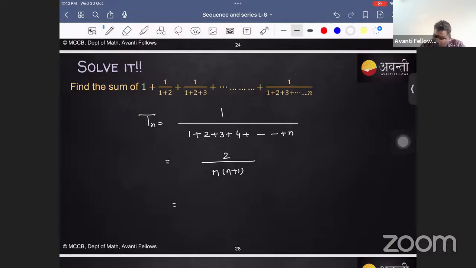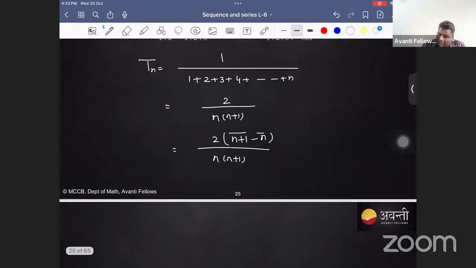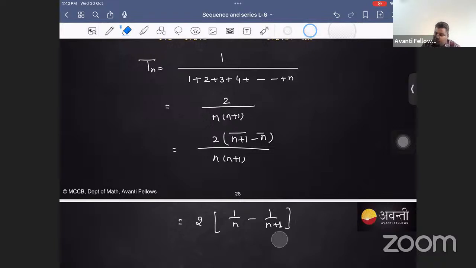Now this can also be written as 2 as it is, over n into n plus 1. In the numerator, I write n plus 1 minus n, keeping them together and this one separate. And now you split it. So you will get 2 times 1 upon n minus 1 upon n plus 1. Are you able to see and absorb it? Tell me, is it okay?